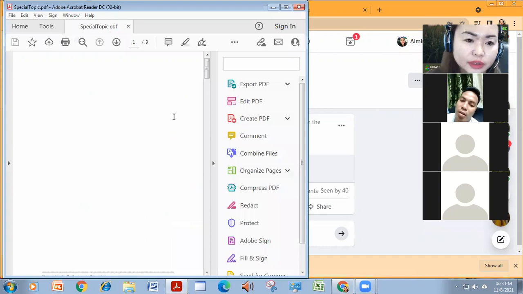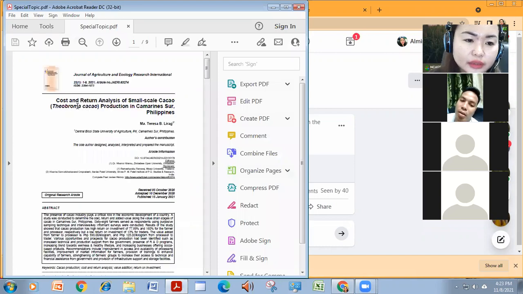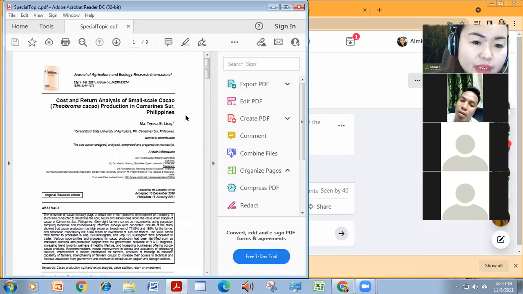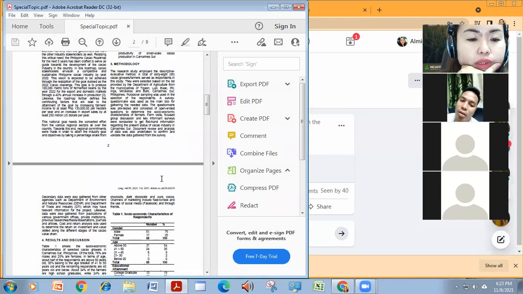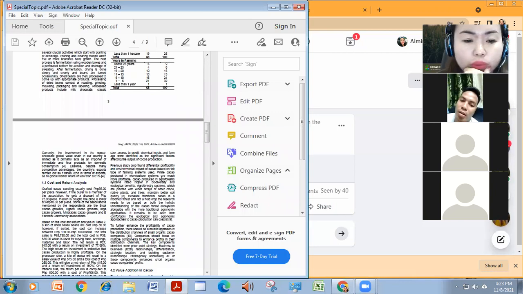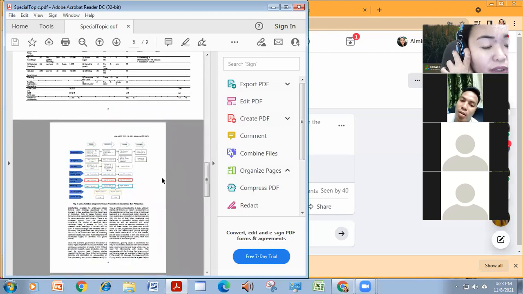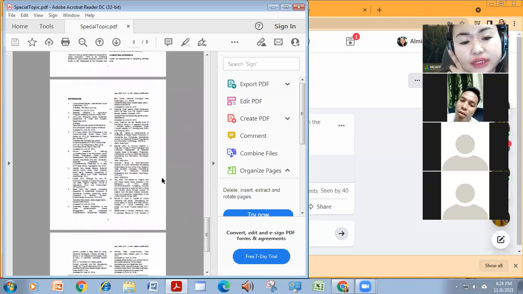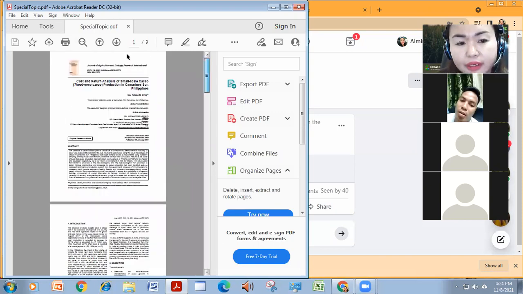Okay, so ito siya. Actually, this is entitled Cost and Return Analysis of Small Scale Cacao Production in Camarines Sur, Philippines. So ito pwede mo itong i-report. And I don't know kung may nagpili na nito, but you can have this as your report, or you can have another topic, which is still parang mga cost and return, or mga analysis on different crops. So I guess yun lang.